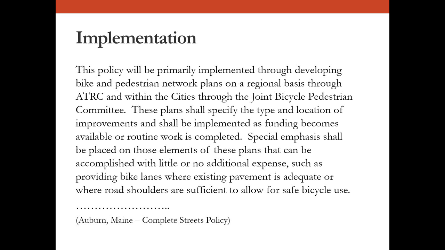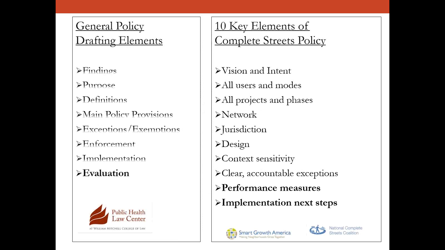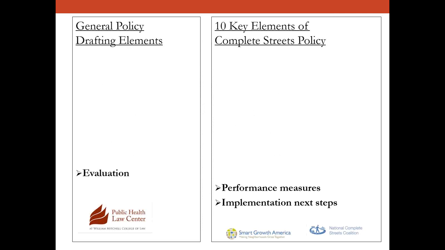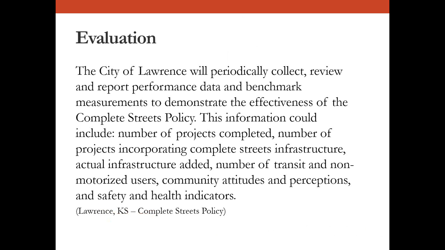Here, it's the Joint Bicycle Pedestrian Committee. And so it's really critical that you have this implementation language within the policy, and don't just assume that because you write it down, it's going to happen. Make sure that you actually have the vision and that that vision is written down for how it's going to be implemented. And then finally, evaluation is just really important because it talks about how you're going to look at the success of the policy and what's working and what's not.